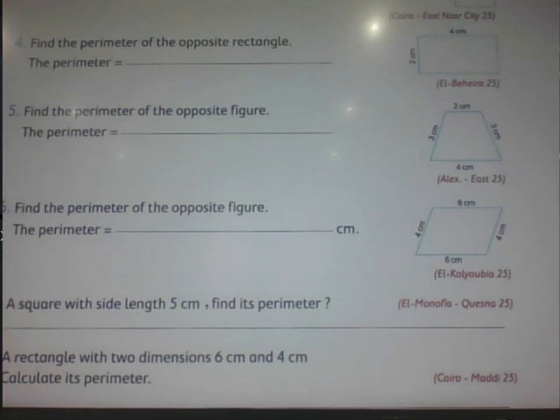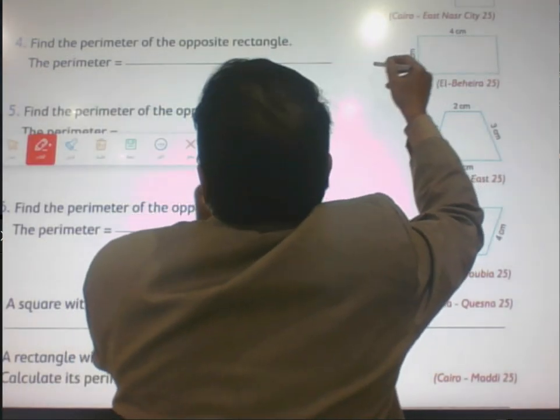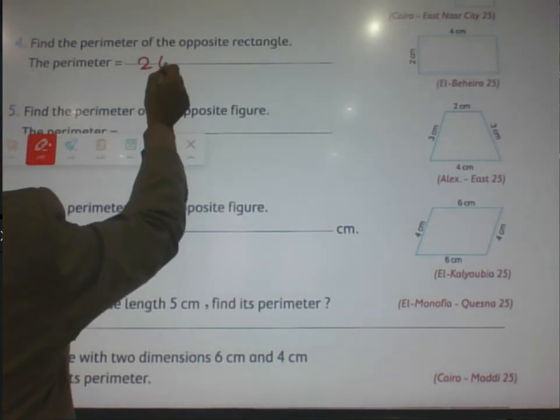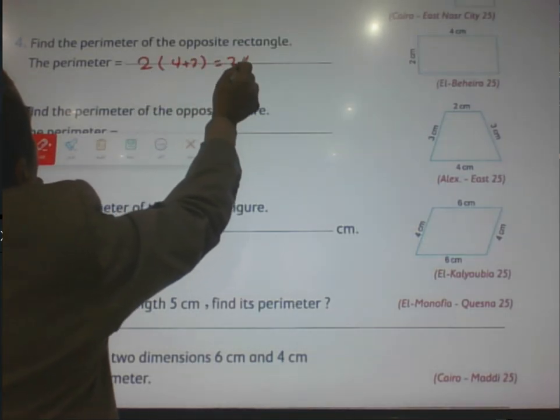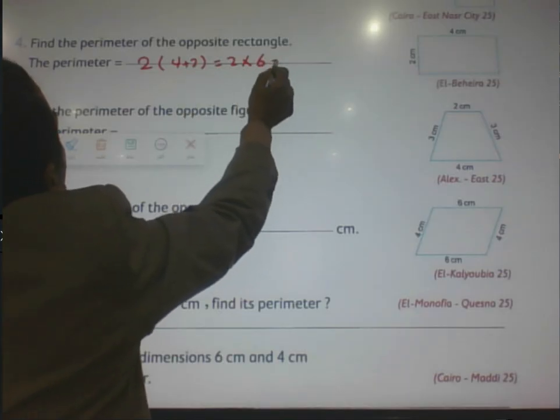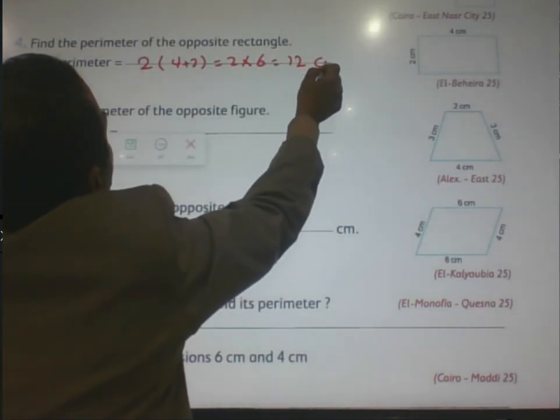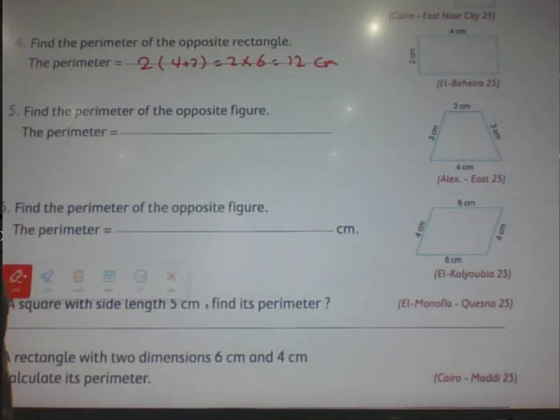Here, number 4, find the perimeter of the rectangle. The perimeter of a rectangle equals twice the sum of length and width. 4 and 2 equals 2 times 4 plus 2, which is 6. 2 times 6 is 12. Then the perimeter will be 12 centimeters.